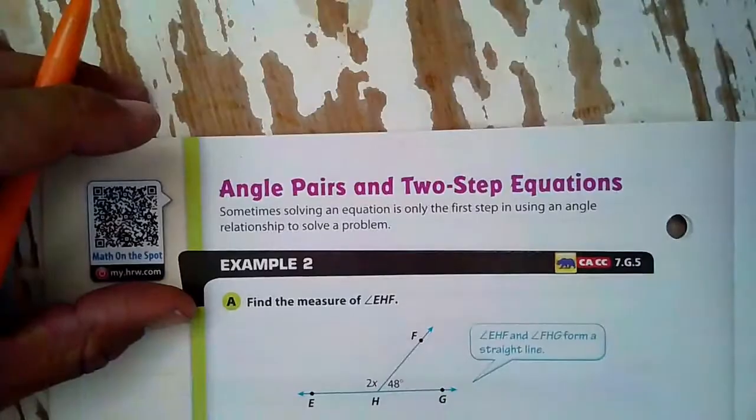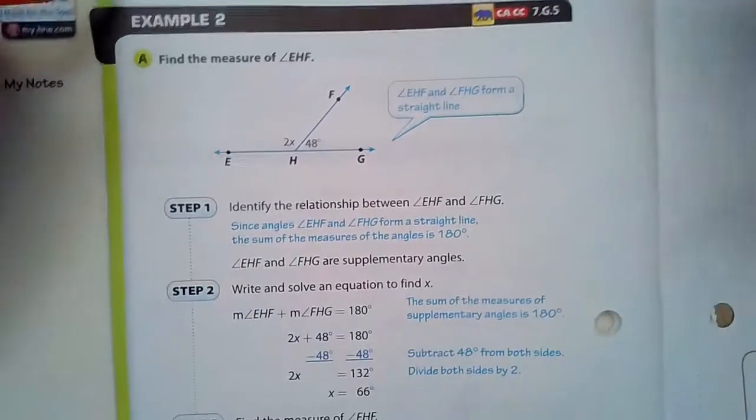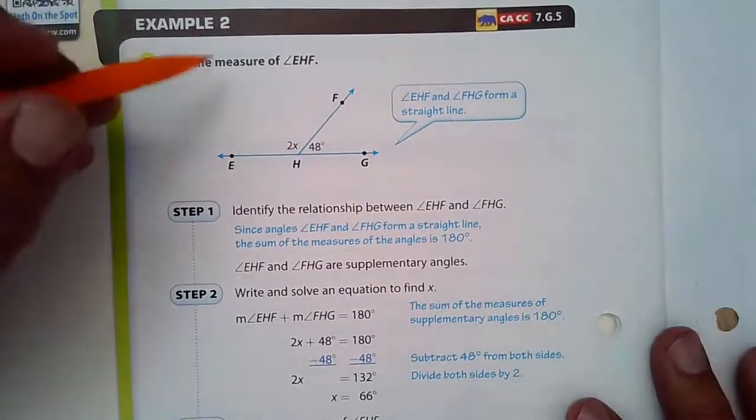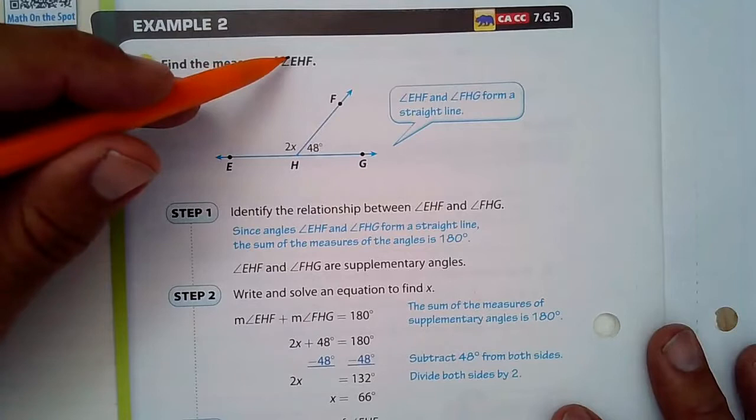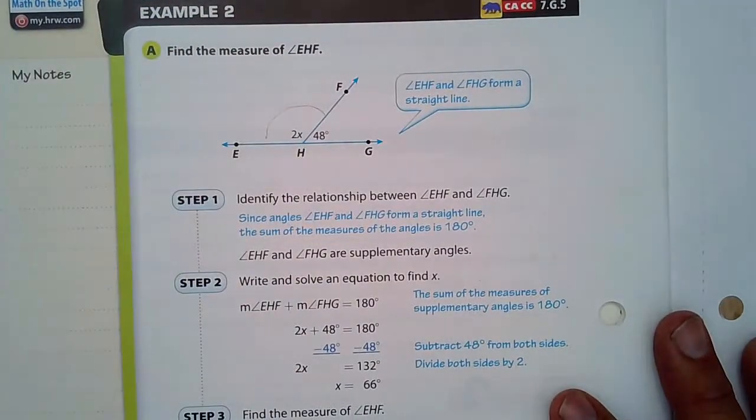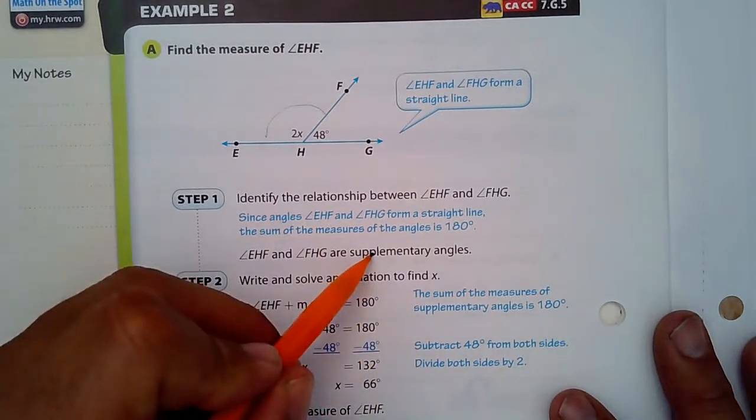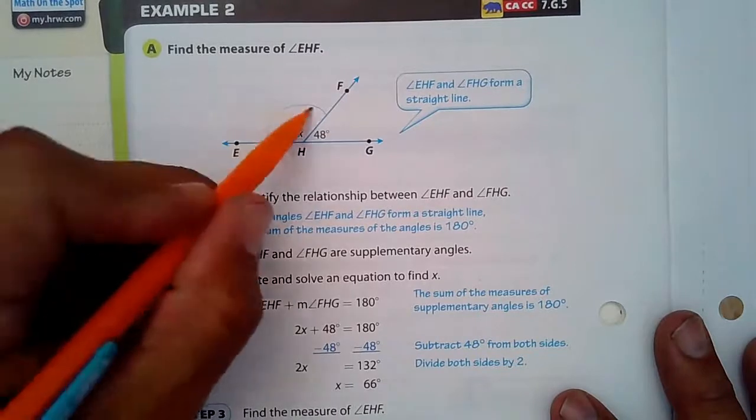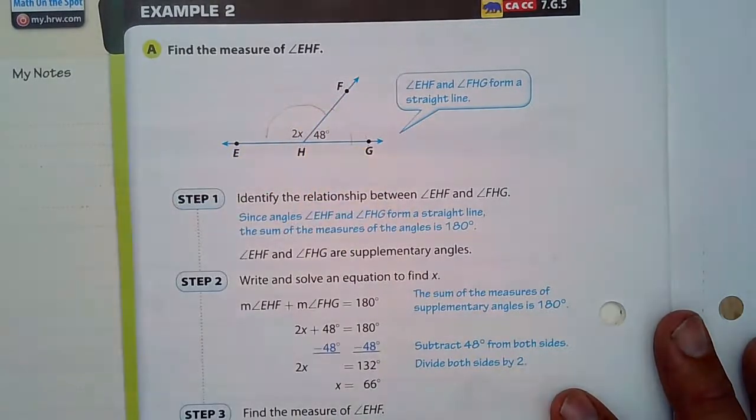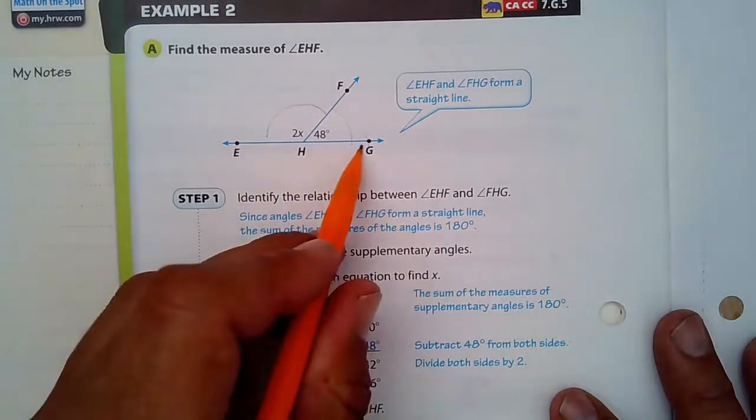Let me zoom out here. Sometimes solving an equation is only the first step in using an angle relationship to solve a problem. So find the measure of angle EHF. So we want EHF. What is the measure of that angle? Well, we need to identify that. They are supplementary angles because this angle plus this angle gets me from here all the way to the other side, makes that straight line. That straight line is 180 degrees.